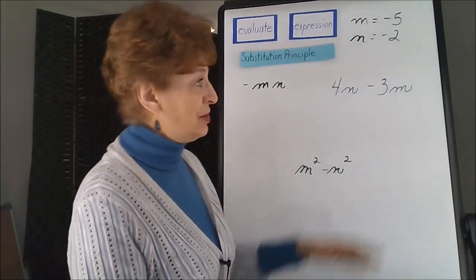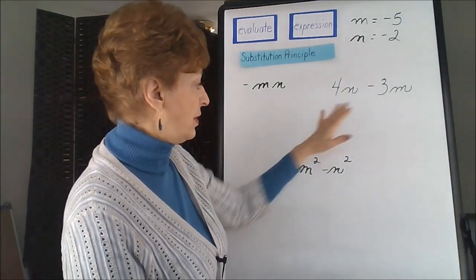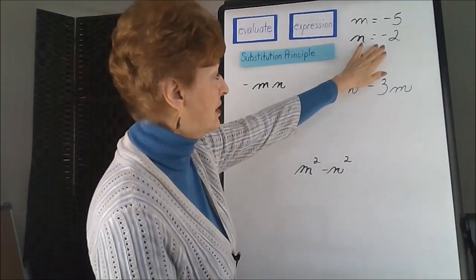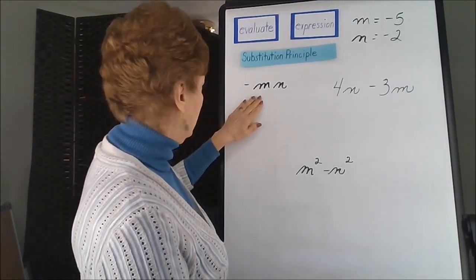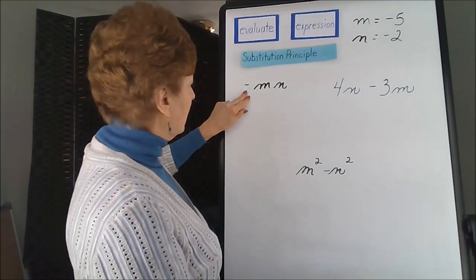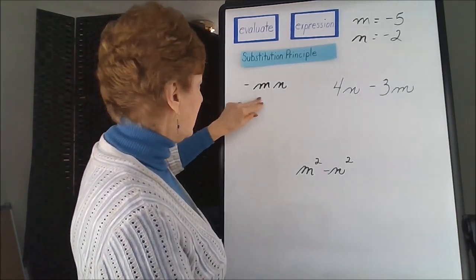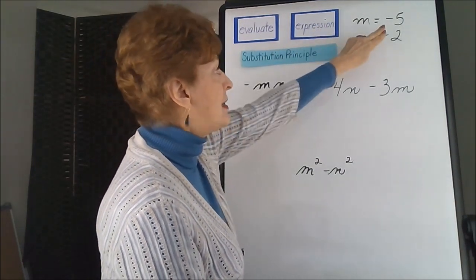We continue to substitute our values, this time m and n. I have 3 different problems. We'll still use the same variables for each. In this particular one, all right, so we have a negative m and n. Our m value is a negative 5.